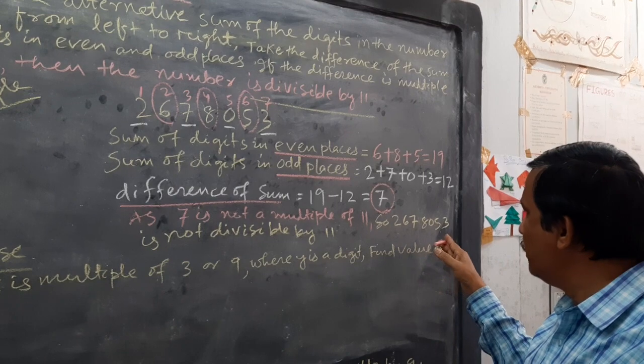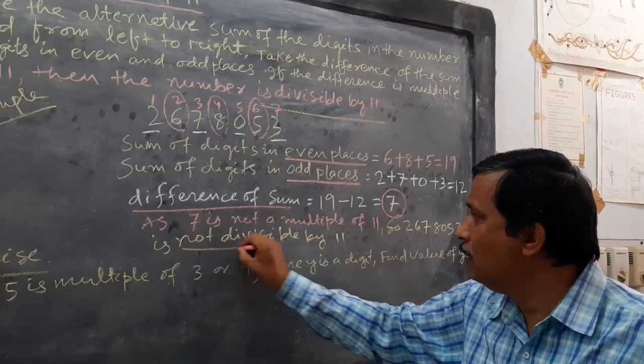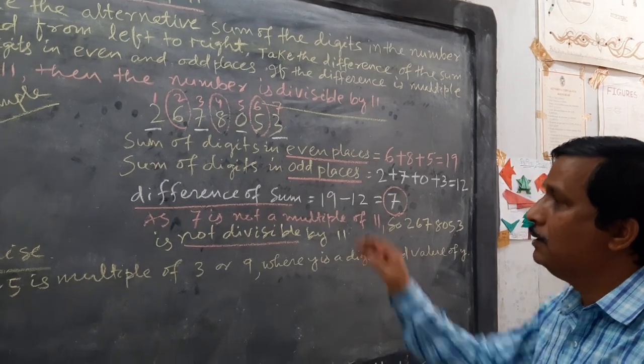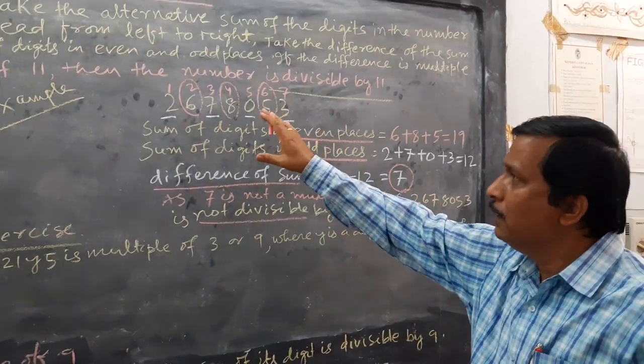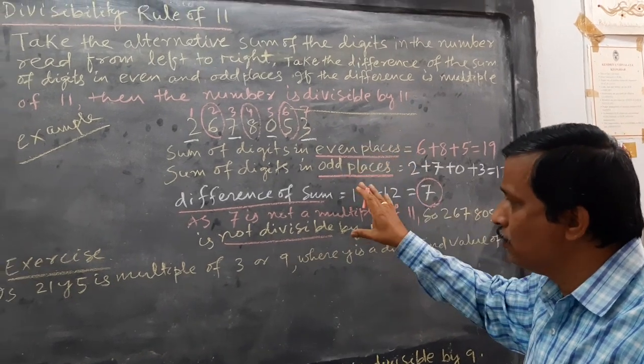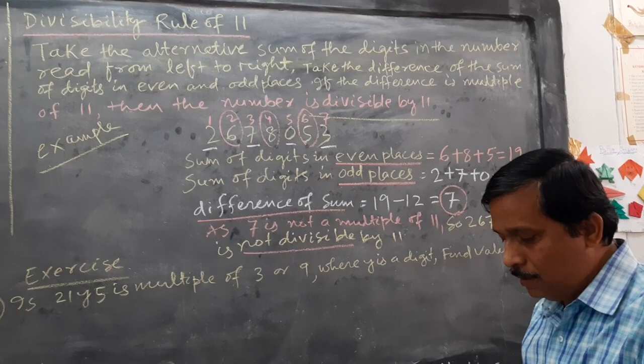If it is not a multiple of 11, then the number will not be divisible by 11. This is the trick. And if you practice yourself, taking any number and following this rule, then you will find whether the number is divisible by 11 or not.